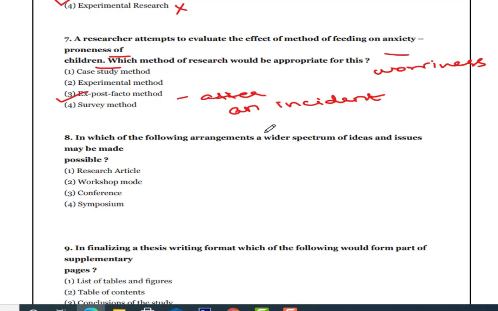In which of the following arrangements may a wider spectrum of ideas and issues be made possible? Research article? No, it is just static, some theory we are going to study in a research article. In a workshop mode? No. In a conference only we are getting a wider spectrum of ideas.